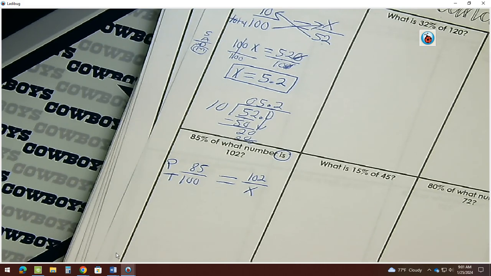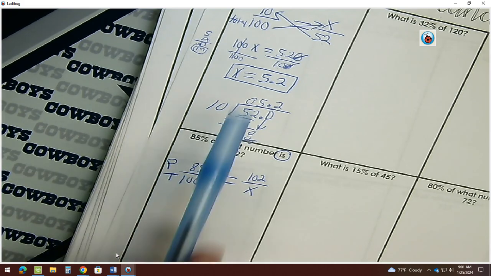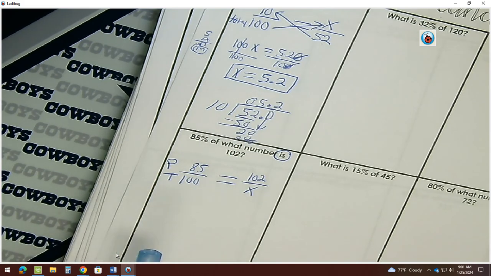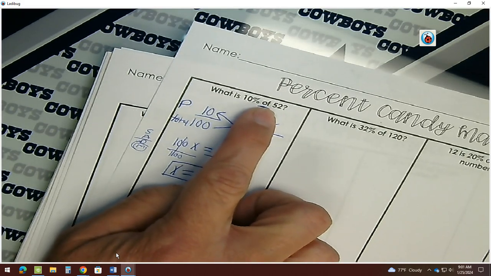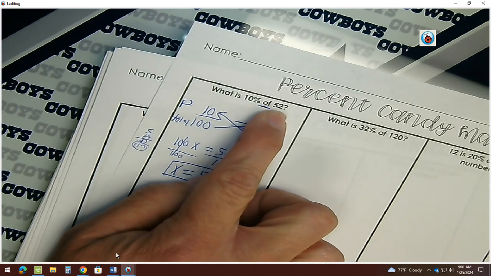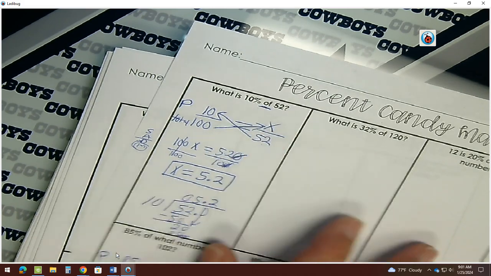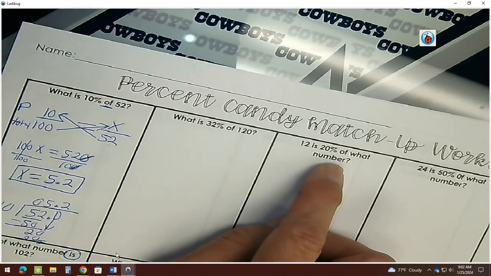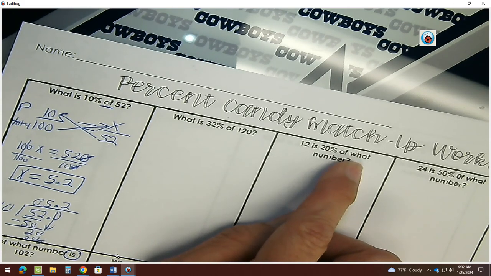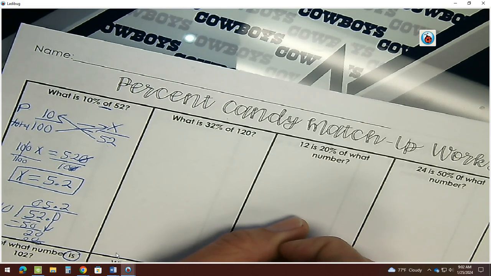Any questions? Now, once you set it up, we do the same thing. I'm not going to go over this part. You'll find the answer and so on. Questions? So, what does of mean in math? Total. Of 52, of 10 means the total is 10, the total is 52. Of what number, do we know the total? No. We don't know the total. Okay?